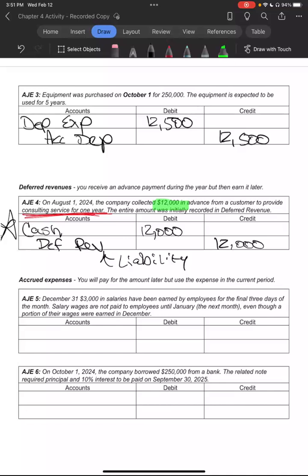Now let's move on to accrued expenses. This is when we're going to pay the amount later. We're actually going to pay the cash later, but the expense actually happened in the current period. What we're going to look at here are salaries payable, essentially. So let's say on December 31st, $3,000 in salaries have been earned by the employees. So they've earned them, so we've got to pay them.